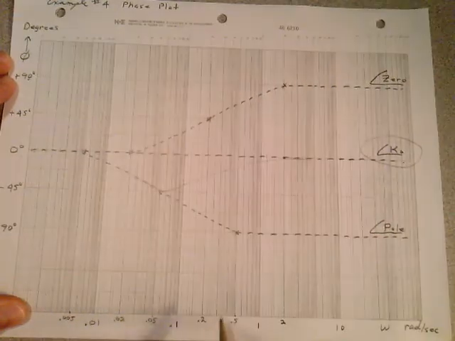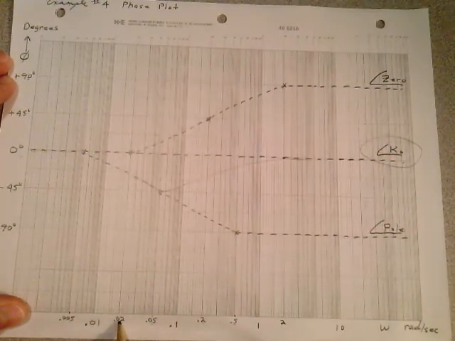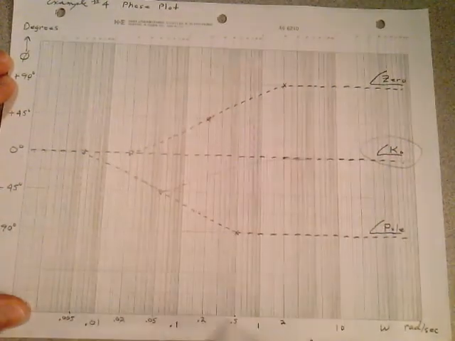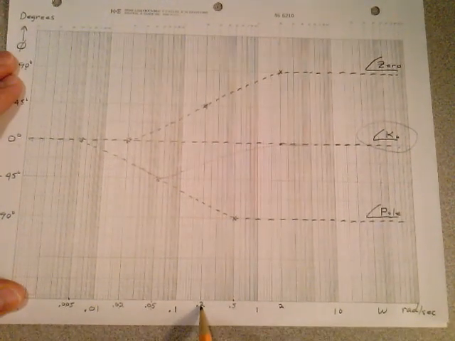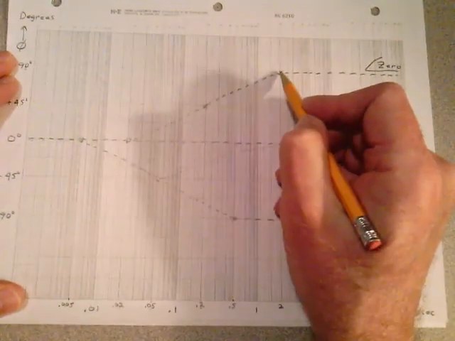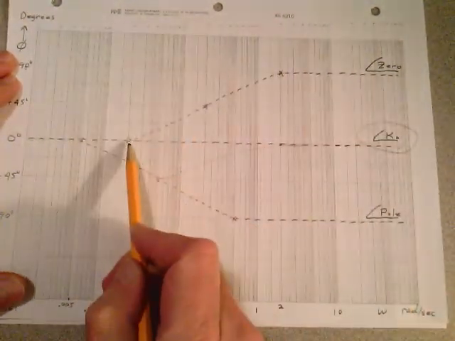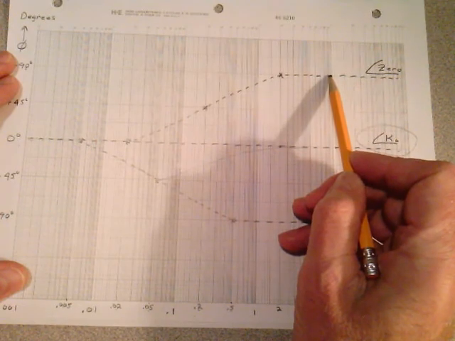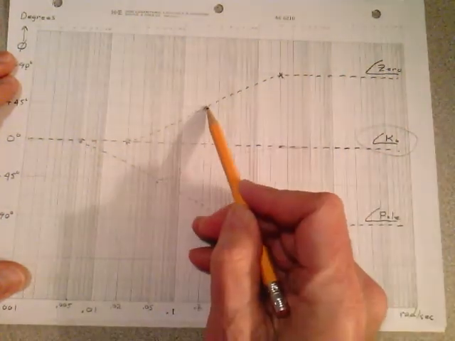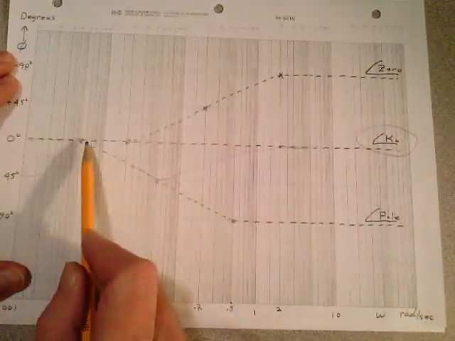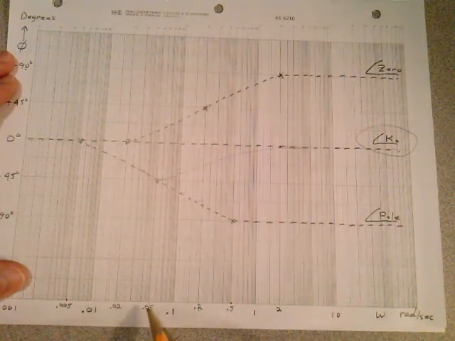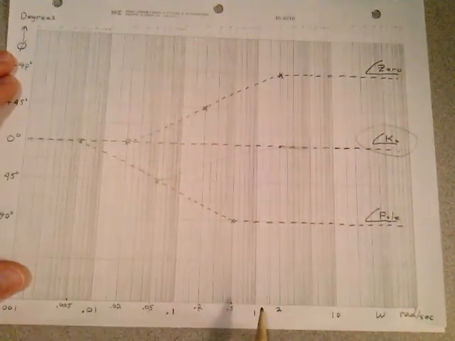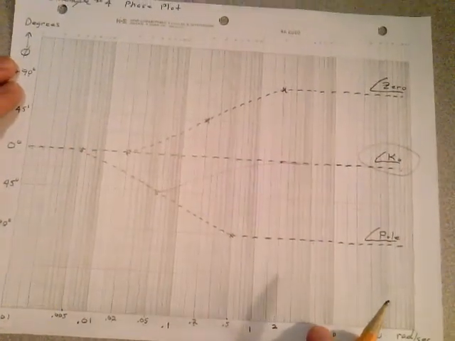A decade below that 0.2, which is 0.02, I have to be at 0. A decade above that 0.2, which is 2, I have to be at plus 90. There's my zero phase angle contribution, gone from 0 to plus 90, and at the break frequency, it's at plus 45. Just like my pole went from 0 to minus 90, and at the break frequency, it was at minus 45. Now I have to add these to get the composite.